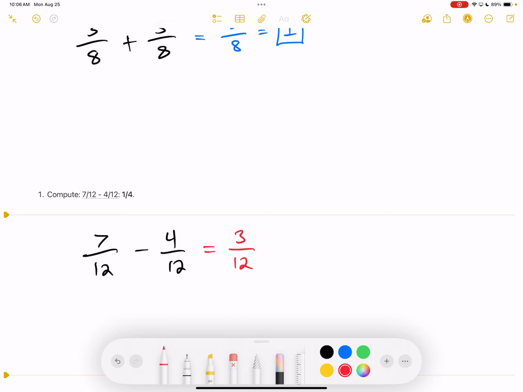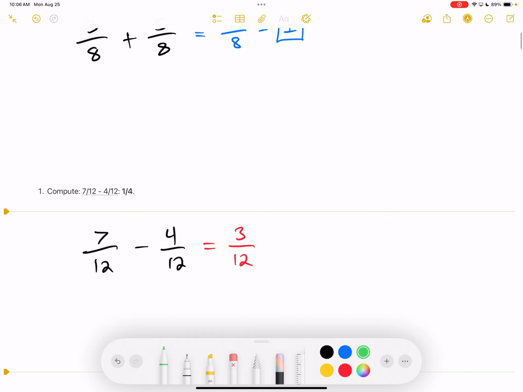3 over 12. Alex, when you're dealing with fractions, might tell you, hey, you're right, but you need to reduce it down before just counting it wrong. Anytime you can divide the same number into both of those, you want to do that. So I can divide 3 by 3, and I can divide 12 by 3, so I get 1/4.